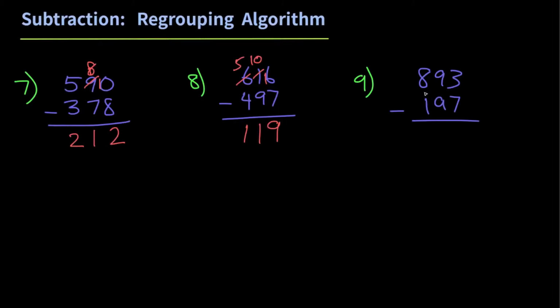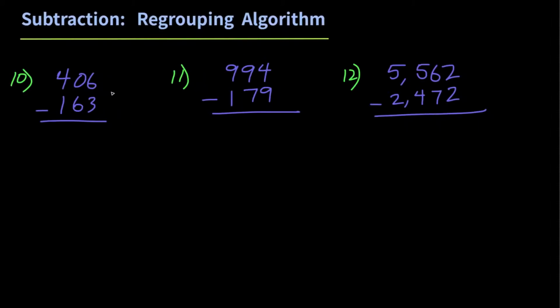Number 9, 893 minus 197. So we start in the ones place. 3 minus 7. Can't do it. 7's too big. Need to borrow. So I borrow one from here, add 10 to the previous place value. We now have 13 minus 7 is 6. 8 minus 9. Well, 9's too big, so I need to borrow again. Add 10 to this place value. 18 minus 9 is 9. 7 minus 1 is 6. So the result is 696.